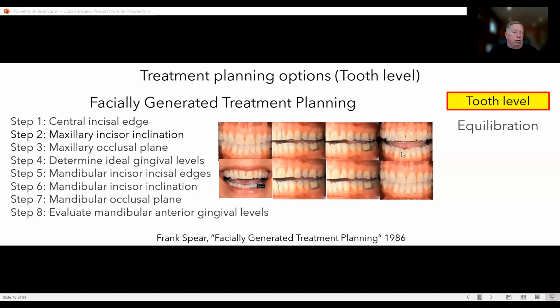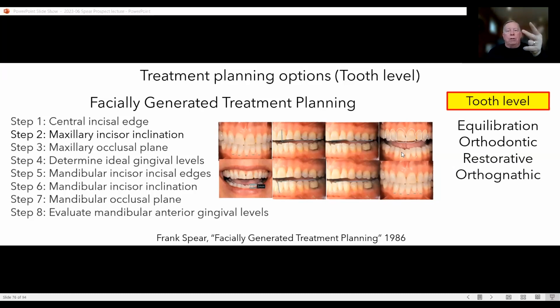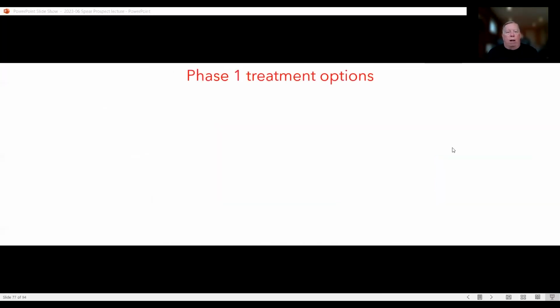Our tools to be able to do this are equilibration, orthodontics, restorative, or orthognathics: reshape, reposition, restore, resect, or move the bony housing of the teeth. So it's a real easy way to organize your thoughts for pretty much any case that we're going to treat. And that can be airway as well. If we're not going to do anything, we could include a CPAP in that discussion for an airway patient. Otherwise, the treatment options that we talked about can be applied to the airway discussion as well.